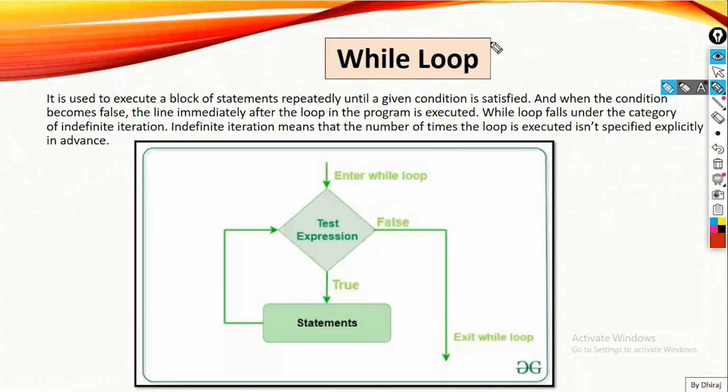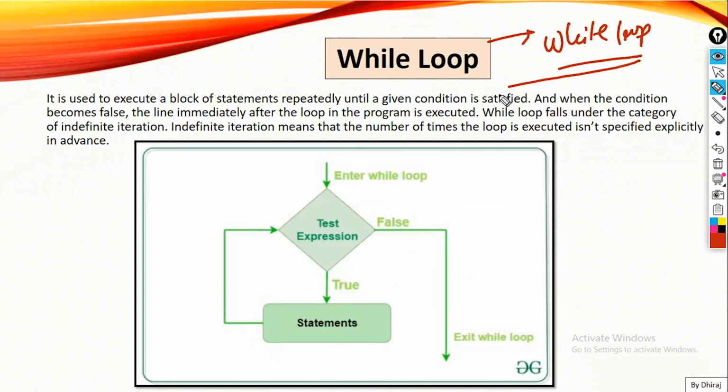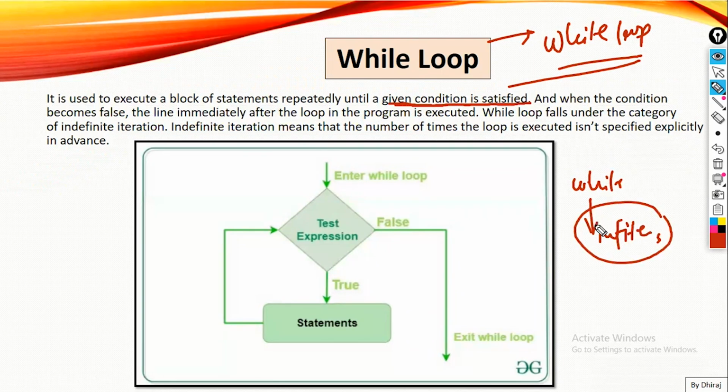The first loop in Python is known as the while loop. What is while and where do we use a while loop? It is used to execute a block of statements repeatedly until the given condition is satisfied. This is an important point: a while loop will run an infinite number of times until the condition of the while becomes false. When the condition becomes false, the line immediately after the loop in the program will get executed.